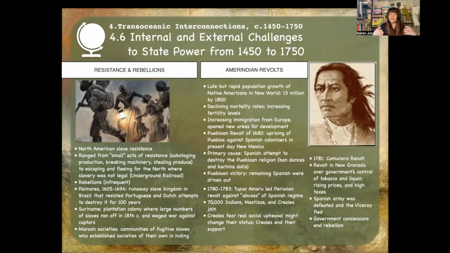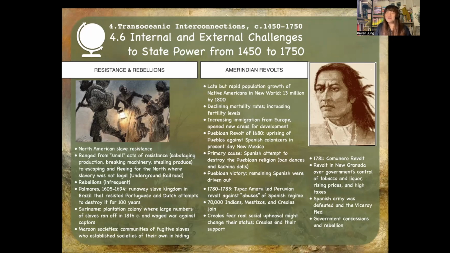Remember the Palmares? It lasted from 1605 to 1694. This was a runaway slave kingdom in Brazil that resisted Portuguese and Dutch attempts to destroy it for 100 years. And Suriname was a plantation colony where large numbers of slaves ran off in the 18th century and waged war against their captors. Maroon societies were communities of fugitive slaves who established societies of their own in hiding.